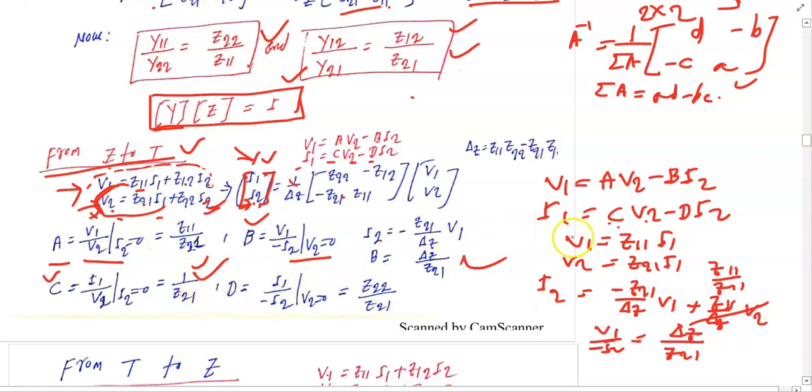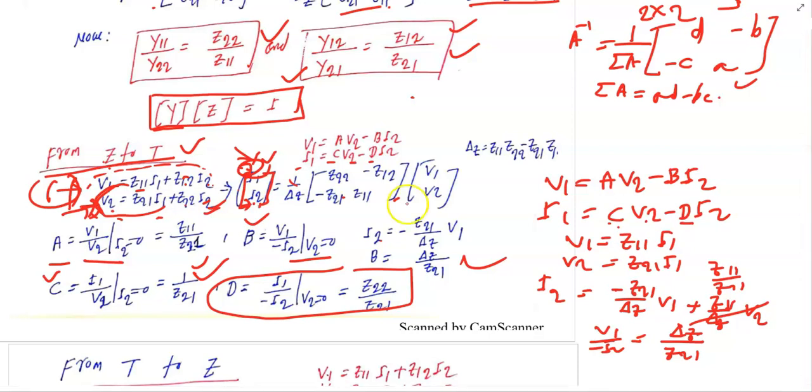Now come to the fourth parameter D, which is I1 upon minus I2 when V2 equal to 0. Same equation, put V2 equal to 0, and you get I1 upon minus I2 equal to G22 upon G21. That is the process: first, write the equations with the inverse of those parameters, then you have four sets of equations to choose from. Use whichever gives you the result most quickly or easily, checking the parameter to which the conversion has to be made.